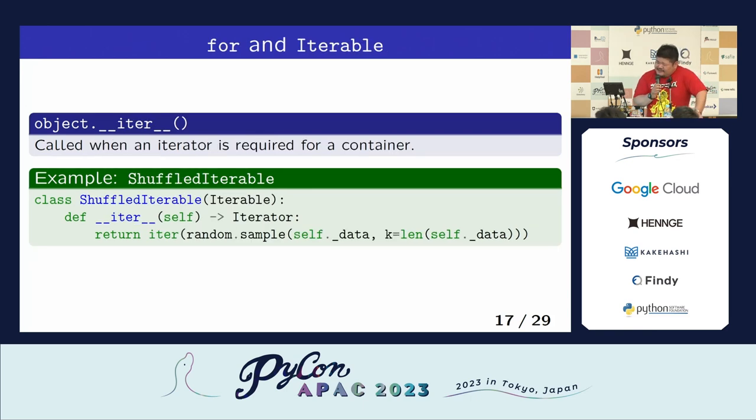Next, for an iterable. An iterable has a standard iter method. Shuffled iterable also has a standard iter method, and it returns a shuffled iterator.